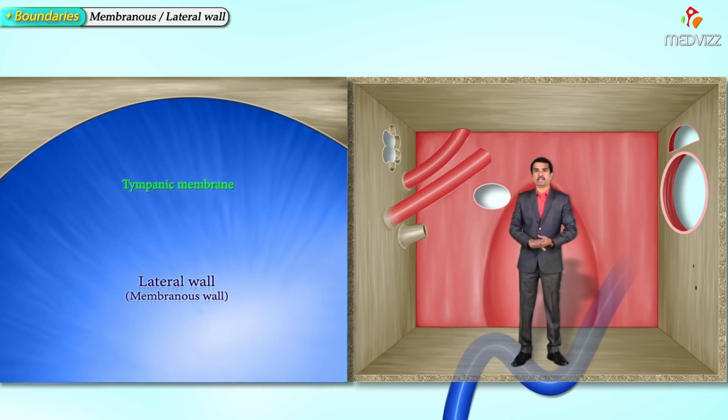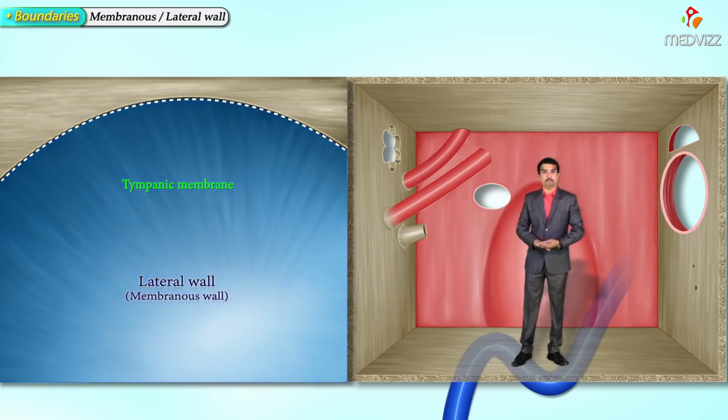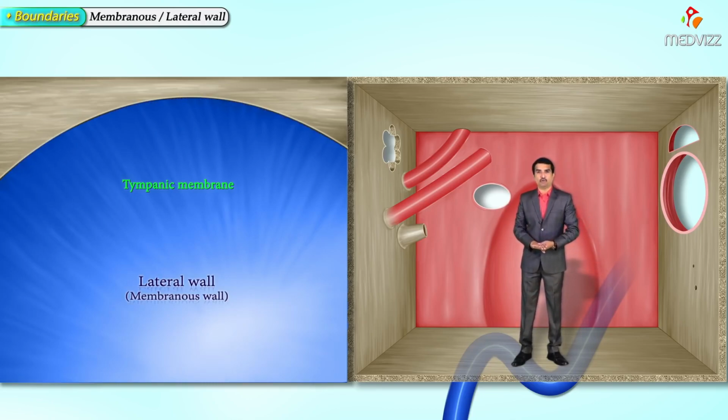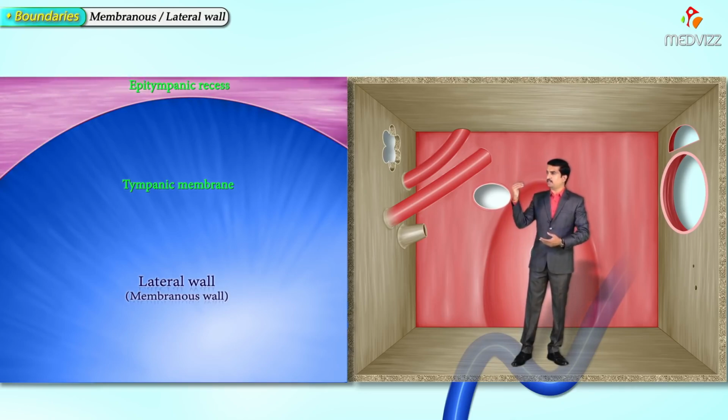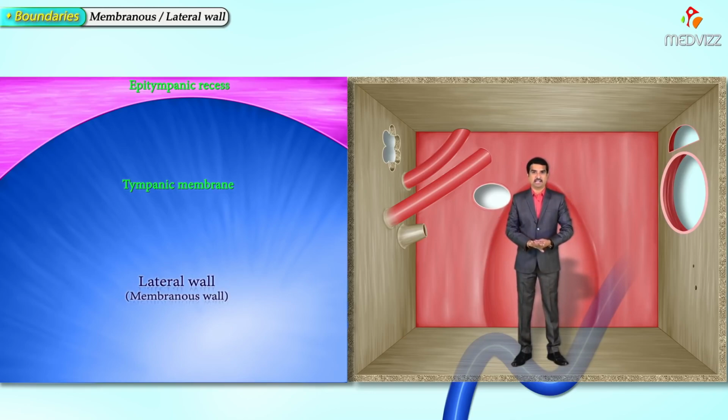So why are we calling it a membranous wall? Because it is entirely formed by a peaked convexity of the tympanic membrane and, superiorly, by the lateral bony wall of the epitympanic recess. So the epitympanic recess as well as the tympanic membrane actually form the lateral wall of the middle ear cavity.